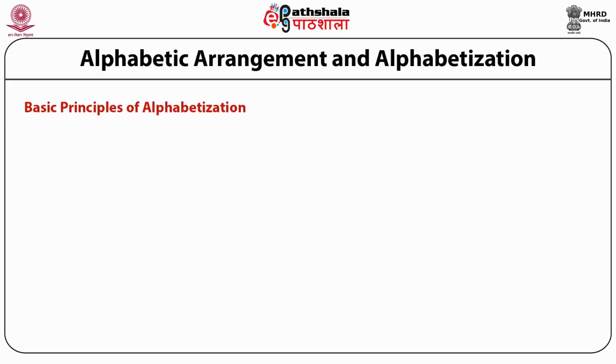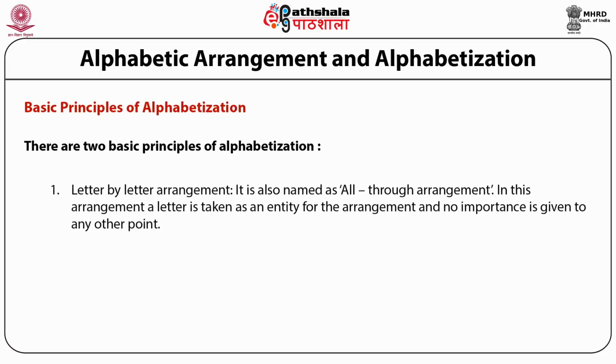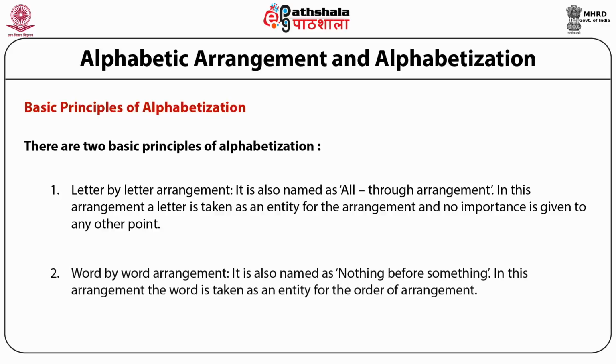Basic principles of alphabetization. There are two basic principles of alphabetization. First, letter by letter arrangement. It is also named as all-through arrangement. In this arrangement, a letter is taken as an entity for the arrangement and no importance is given to any other point. Second, word by word arrangement.